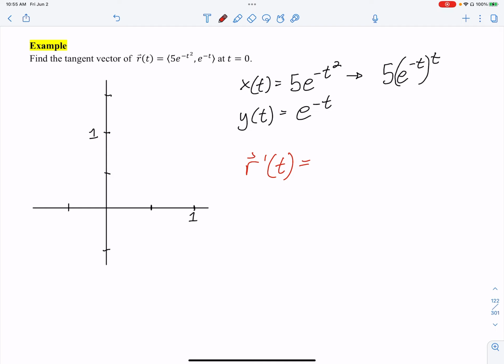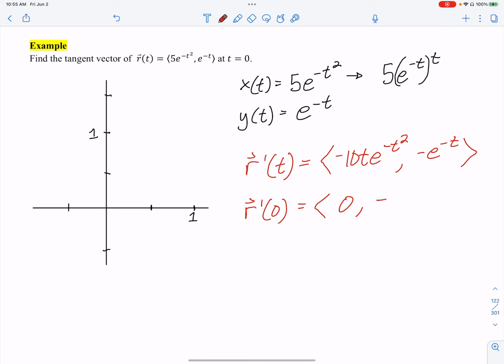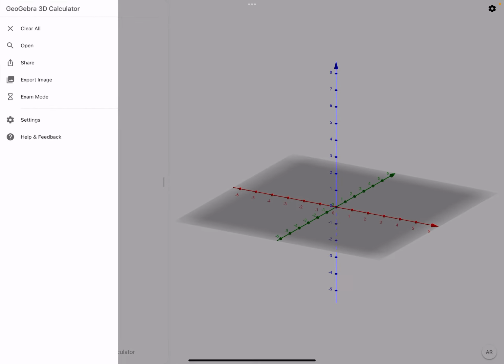This one is a bit tricky because it is a chain rule. So chain rule, I get the same thing, but I also get the derivative of the inside of my power, which is negative 2t. So I'm going to have a negative 10t e to the negative t squared. And then the derivative of e to the negative t is e to the negative t, but the chain rule gets me a negative. So there is my tangent vector, and they just want to know, what is it at 0? Okay, well, I get 0 in my x, and then I get a negative 1 in my y. So let's take a look at the graph, and we'll try to make sure it makes sense with the tangency stuff.